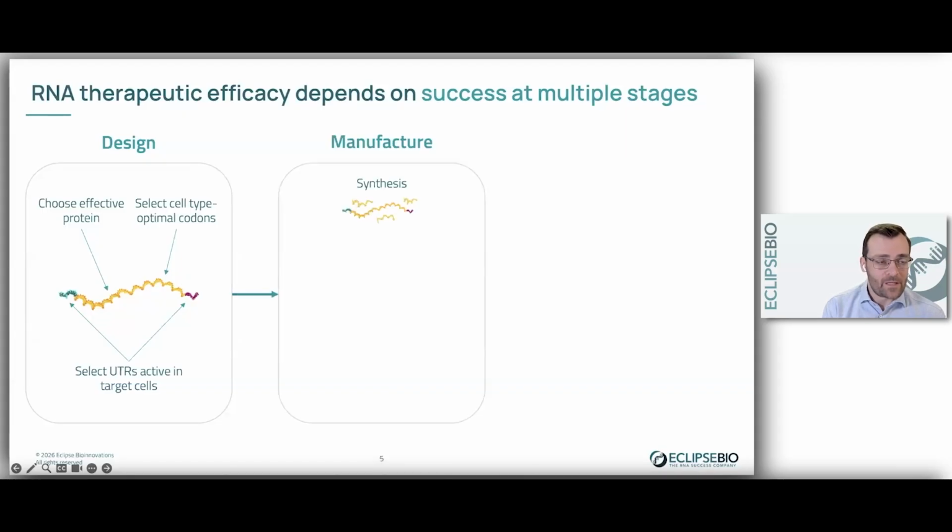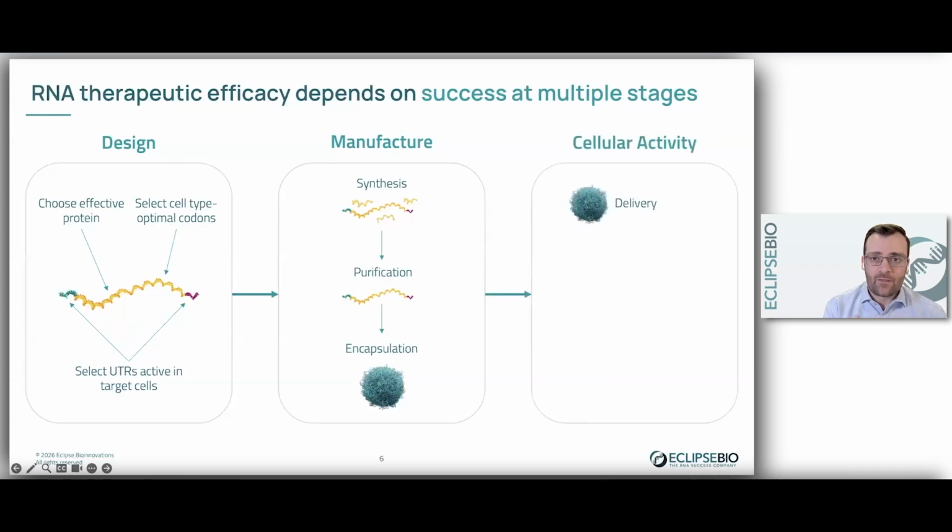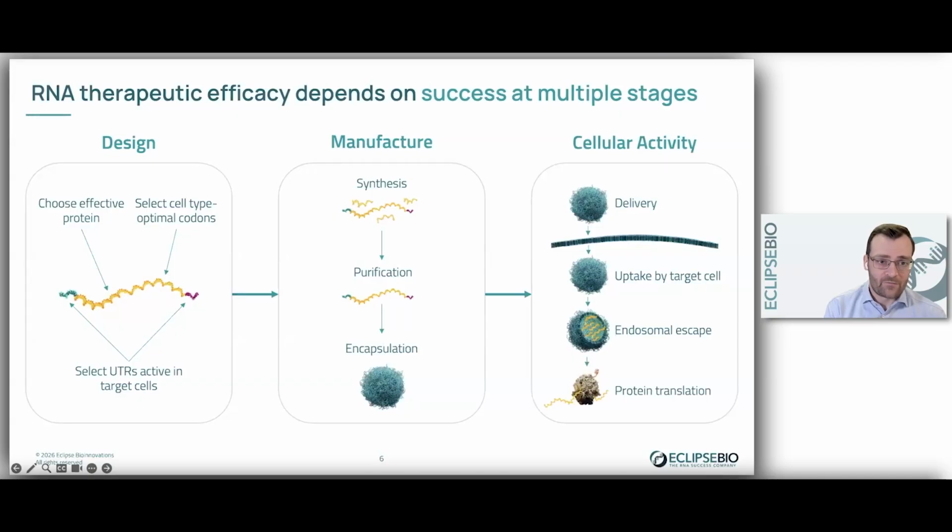And then once that design is complete, it has to be manufactured. So it has to be synthesized at scale with high fidelity, and then efficiently purified and encapsulated into a delivery vehicle. And then even after that encapsulation, it needs to be delivered into the body, at which point it has to be taken up by the target cell type, released into the cytoplasm, and then translated effectively into a protein. And each one of these steps has to work in order for it to be effective.